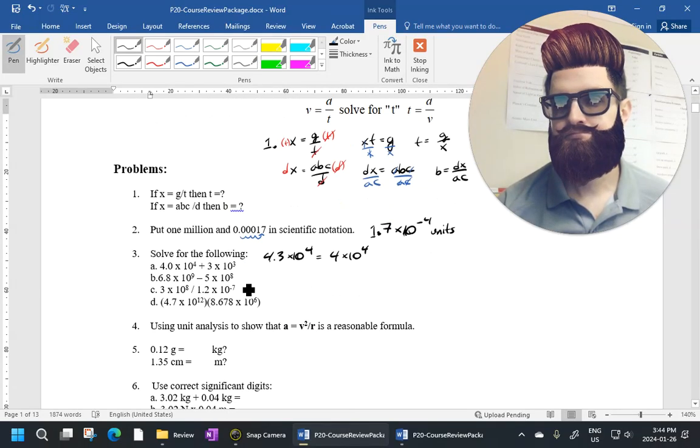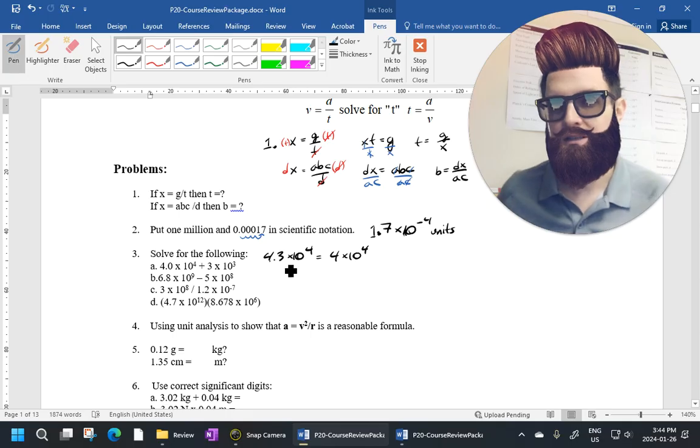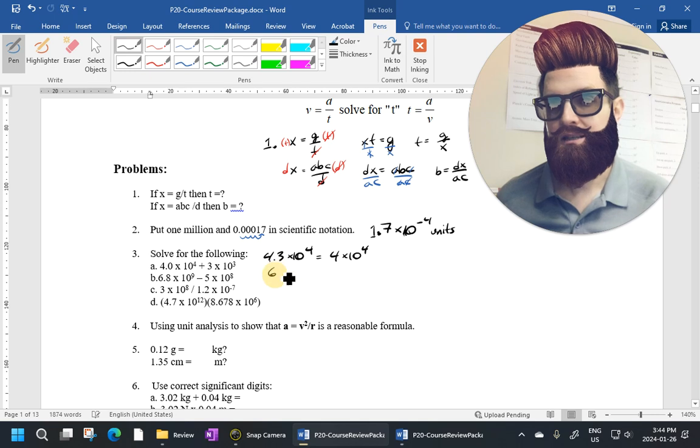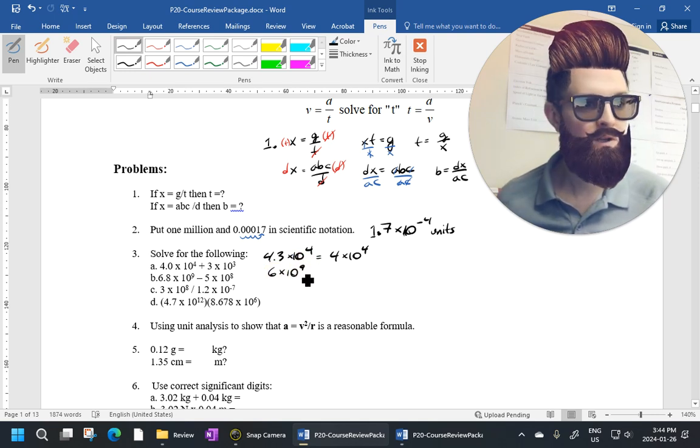So this says the least number, there's no decimal places there. So minusing that out, it'll just end up being 6. Okay, so 6 times 10 to the 9. Cool.